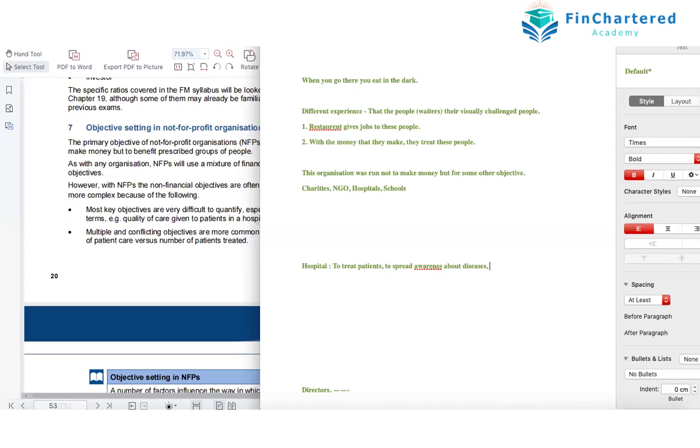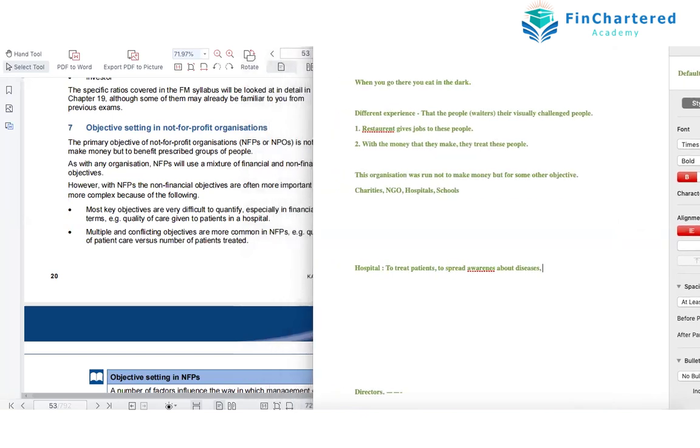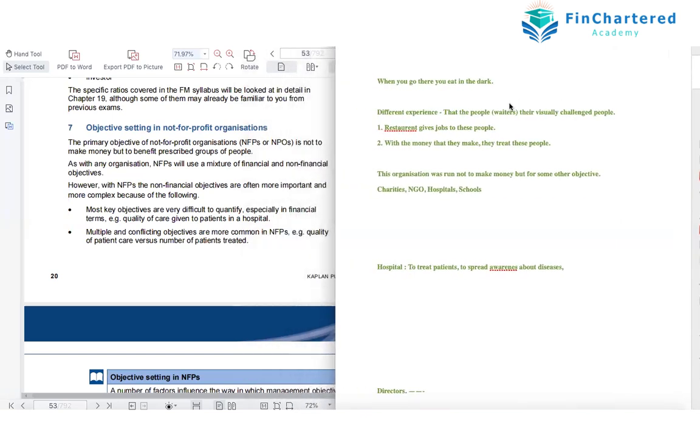again, you are also spreading awareness about diseases, right? So they have multiple objectives. Another objective is giving quality, but at the same time, handling patients. Think about it. I have to give you quality also, but I have to be fast also and handle all patients also. So they have multiple objectives, and that is what it talks about.